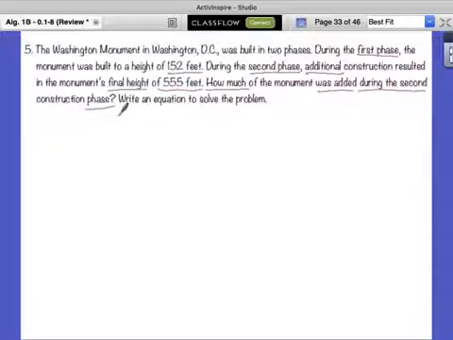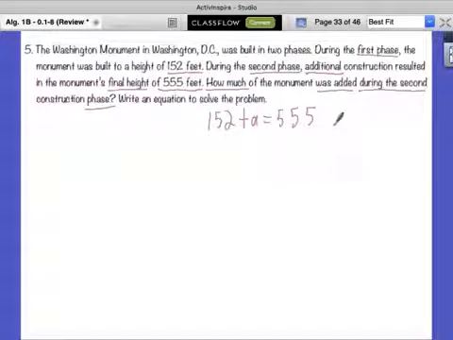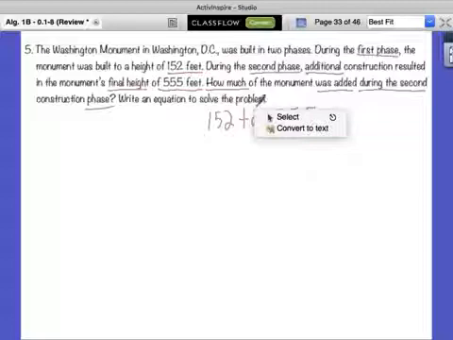Abby. 152 plus A equals 555. That's exactly right. Can you tell me why you got that? I got that because the first phase was 152. Then it says additional, so you add, but you wouldn't add 555 because we want to know how much was added during the second phase. And it says final height, so that would be the final. So you put A, and then equals 555. Very good, very well worded. Any questions on how Abby came to that?